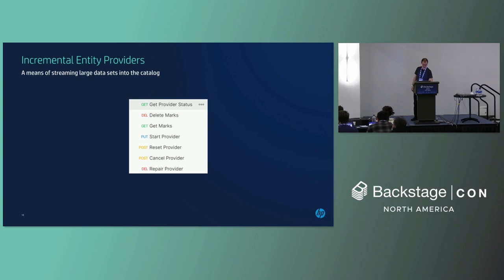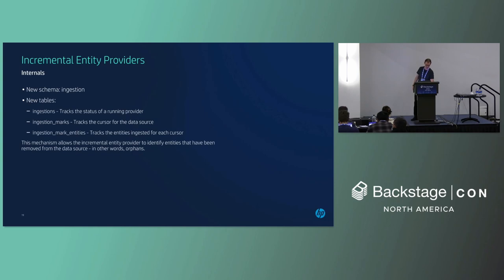So I want to talk a little bit about the internals. We create a new schema that we add to your database. We don't push this stuff directly into the public schema in Postgres. We keep it separate. And there are three main tables. There's the ingestions table, which tracks the status of a running provider. The ingestion marks table, which is essentially a way of tracking the cursor for the page of data that we're on. And there is the ingestion mark entities table.